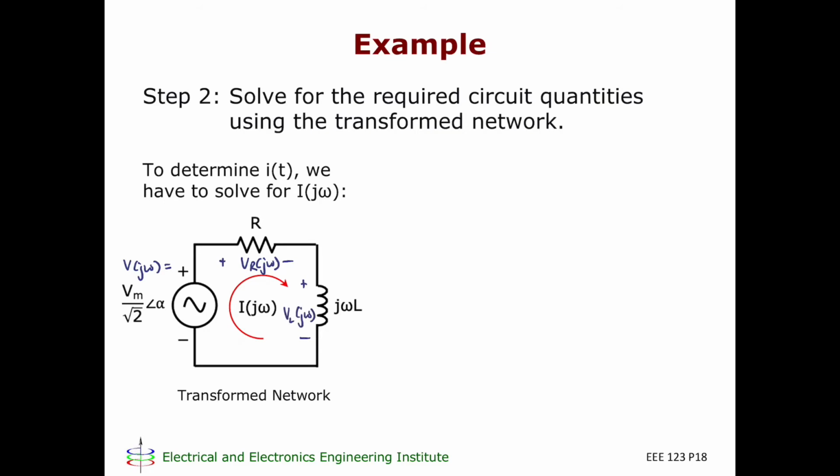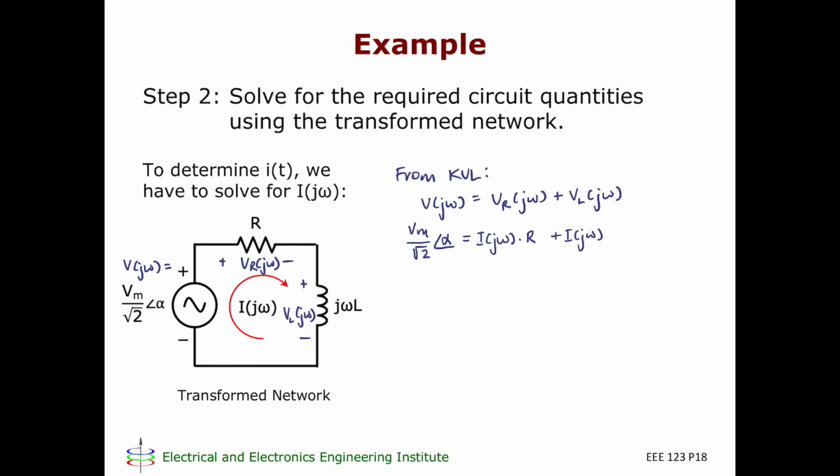From KVL, we know that V of j omega is equal to V_R of j omega plus V_L of j omega. V of j omega is V_m over the square root of 2 at an angle alpha. V_R of j omega is I_s of j omega multiplied by R. And V_L of j omega is I_s of j omega multiplied by j omega L. So this is simply equal to I_s of j omega multiplied by R plus j omega L.